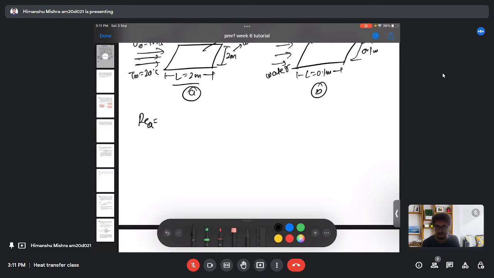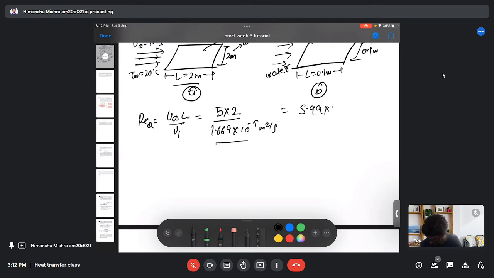For the first case, let's say Reynolds number A. So the Reynolds number will be, using the viscosity of air. It's just a property, so we can find the properties from any book or over the internet. By calculating this, we get a Reynolds number of 5.99 times 10 to the power 5. So the flow is turbulent in nature because the Reynolds number is more than the critical Reynolds number here.